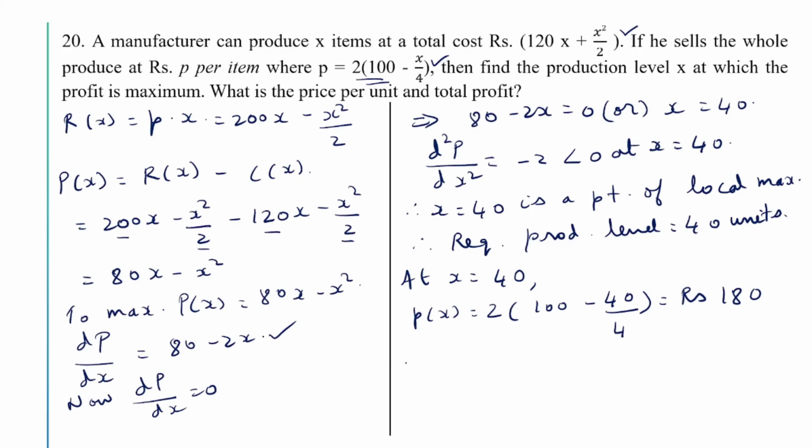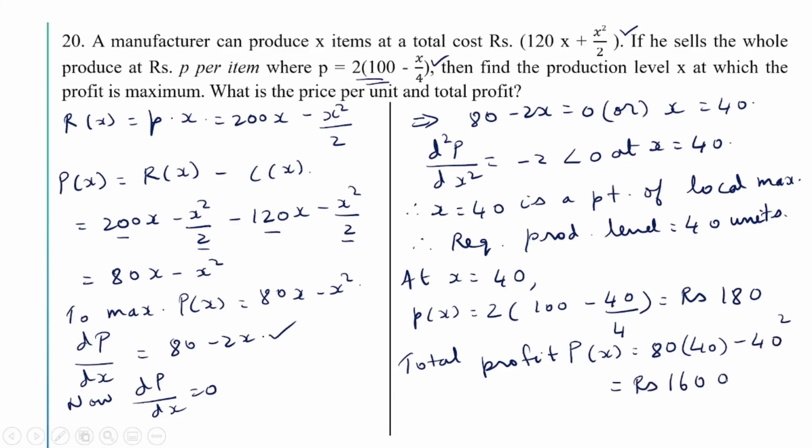And total profit is, here we have to substitute x as 40. This is the total profit. Here we have to substitute x as 40. 80 into 40 minus 40 square. So it's rupees 1600. So this is the total profit.